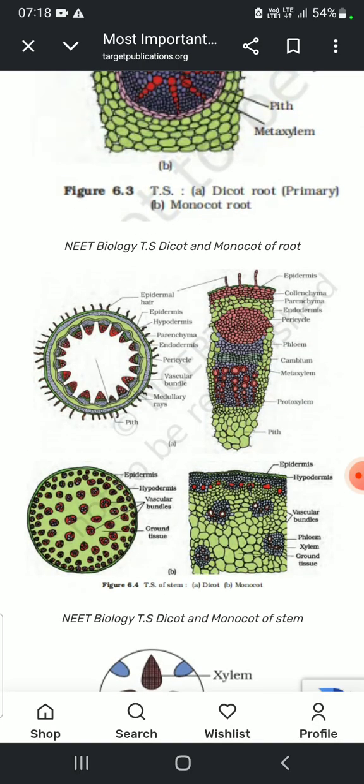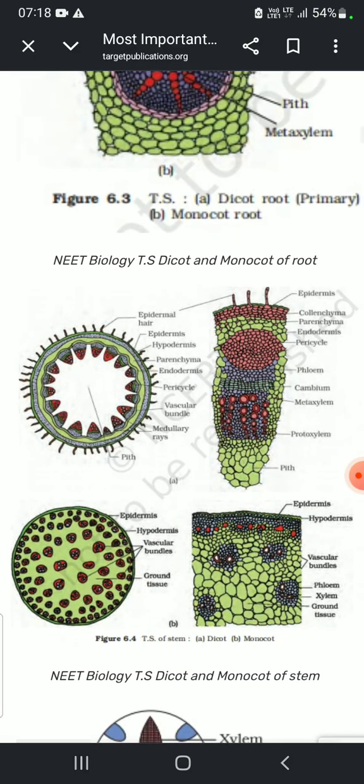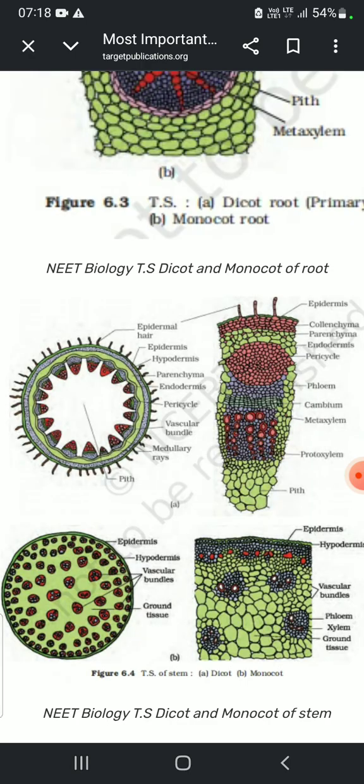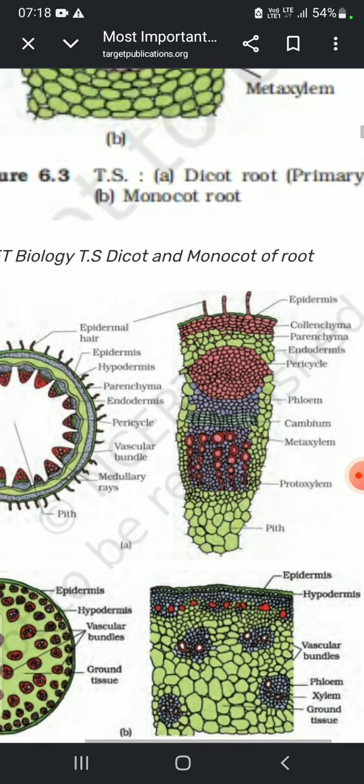Next we have the transverse section of monocot and dicot stem. So starting with dicot stem, we have the epidermal hairs, then epidermis, and then hypodermis, then parenchyma, then endodermis, and then pericycle, vascular bundles, and in between the vascular bundles we have medullary rays, and the center has the pith.